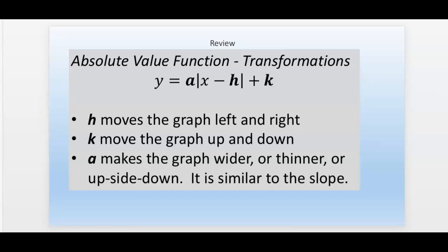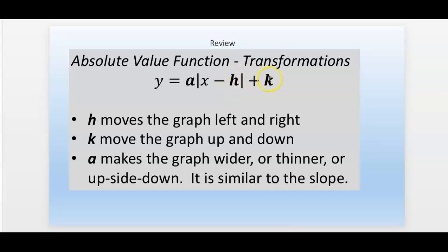As for absolute value, this is what you need to know about it right here. What the h does, what the k does, and what the a does. How to graph it, what the graphs look like, how to find the vertex, and use Desmos to do that. The h moves the graph left and right. And remember, because this says x minus h, it's the opposite sign from what appears here. If it says plus 2, that means minus 2. If it says minus 2, then you actually move it to the right 2.